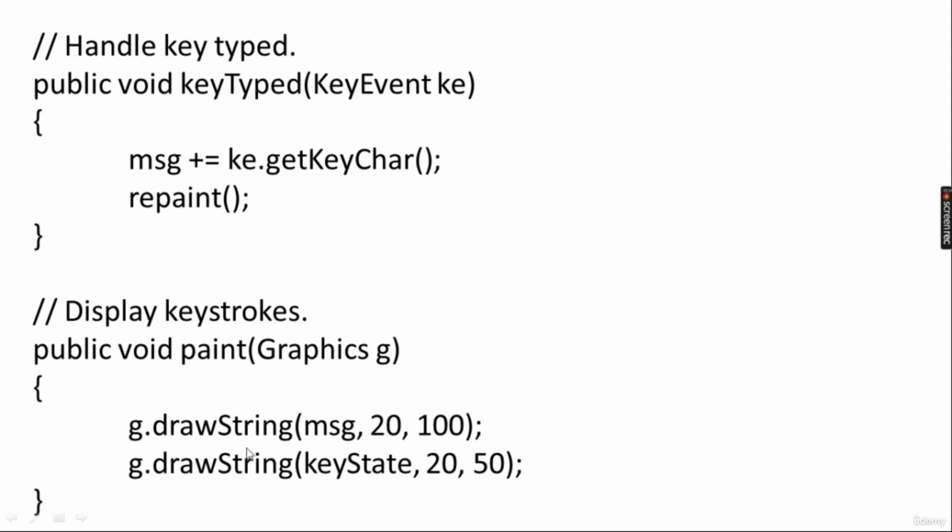Display keystrokes: g.drawString(message, 20, 100) and g.drawString(keyState, 20, 50). Like in the previous example, my message, whatever I will be typing, will be displayed at coordinates 20 as x and 100 as the y coordinate. And key state, whatever is keys up or down, will be displayed as a message at coordinates 20 and 50.